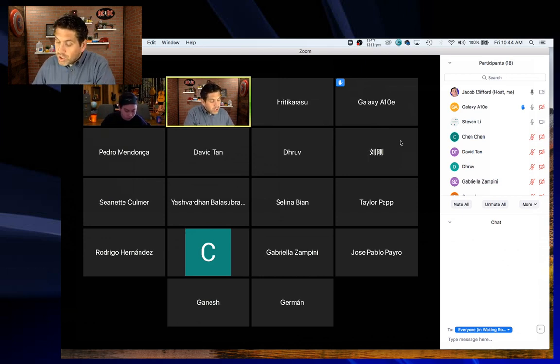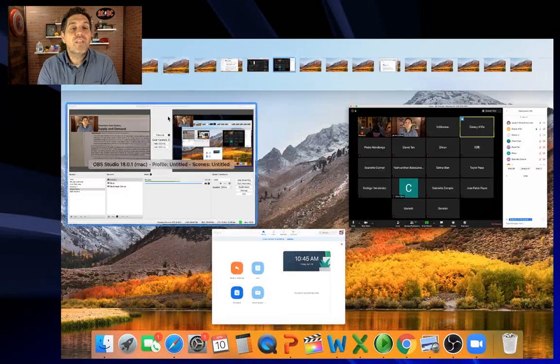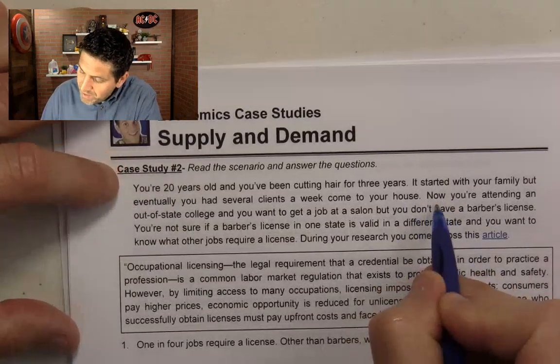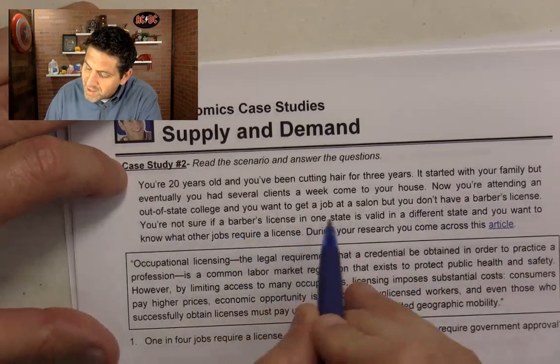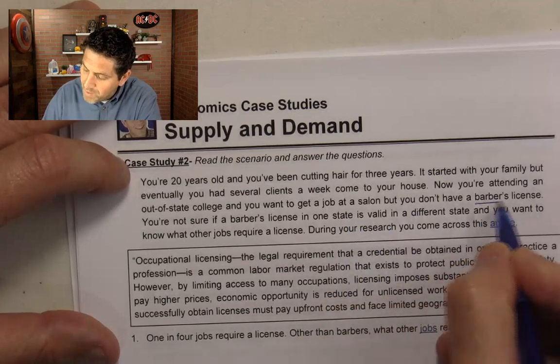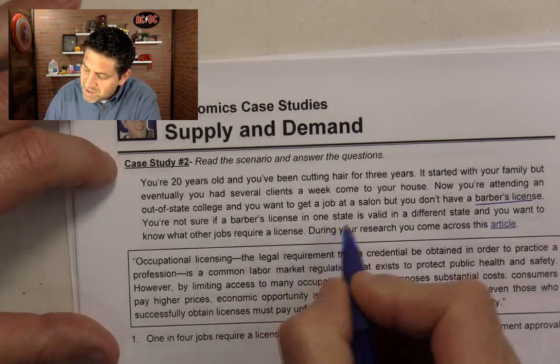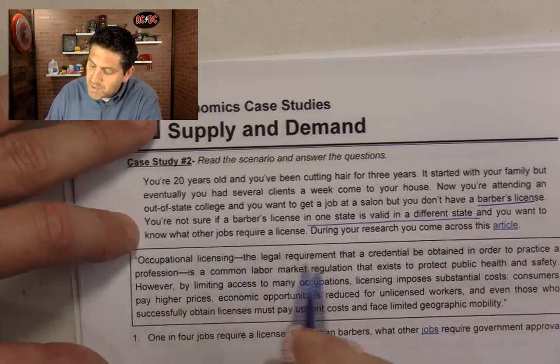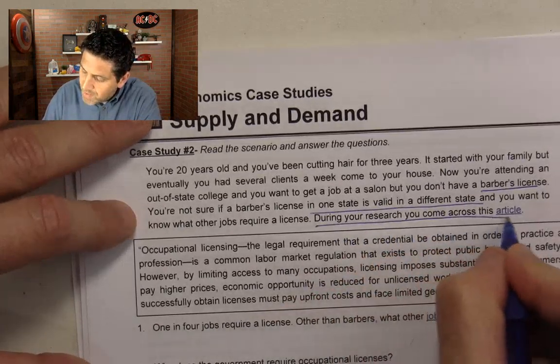And here we go. You're 20 years old. By the way, I wrote this before the coronavirus, so some of this stuff does not work right now, so we'll just go with it. You're 20 years old and you've been cutting hair for 3 years. It started with your family, but eventually you had several clients a week come to your house. Now, this is a market that happens all the time, right? The hair market. Now you're attending out-of-state college and you want to get a job at a salon, but you don't have a barber's license. You're not sure if a barber license in one state is valid in a different state, and you want to know what other jobs require a license. During your search, you come across this article.